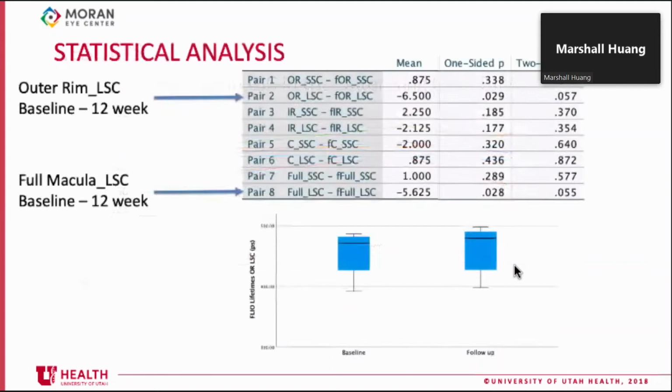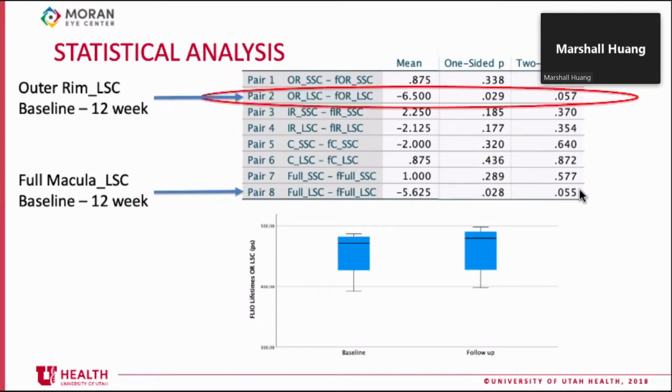And here in this analysis, we used a paired t-test to compare the mean fluorescence lifetimes at the 12-week time point with the baseline images for both the LSC and the SSC. This shows a small increase in the mean fluorescence lifetime in the long spectral channel that approaches statistical significance on the two-tailed t-test. There's also an increase in the mean lifetime of the full macula, which is heavily influenced by the outer ring segments. There are no other significant differences between the FLIO measurements from baseline to study completion.